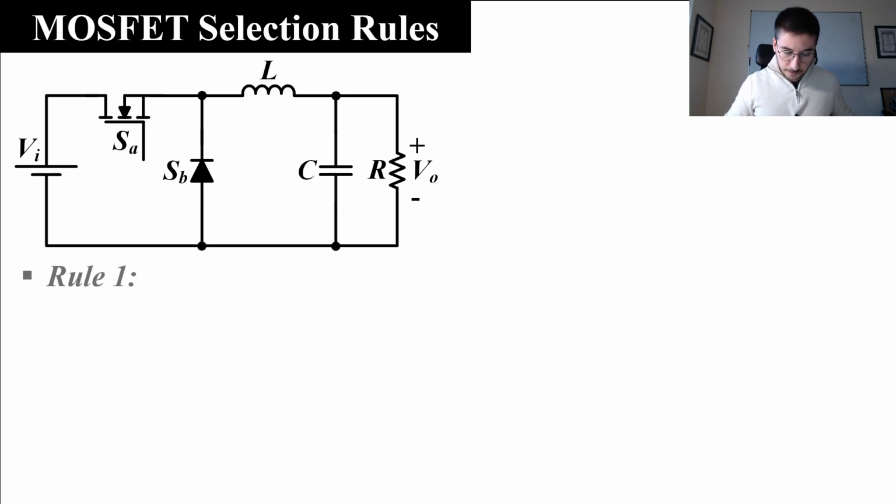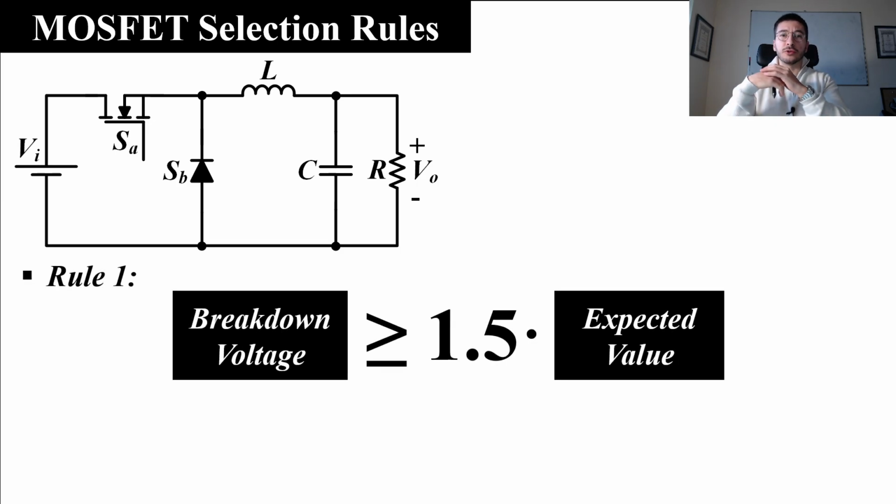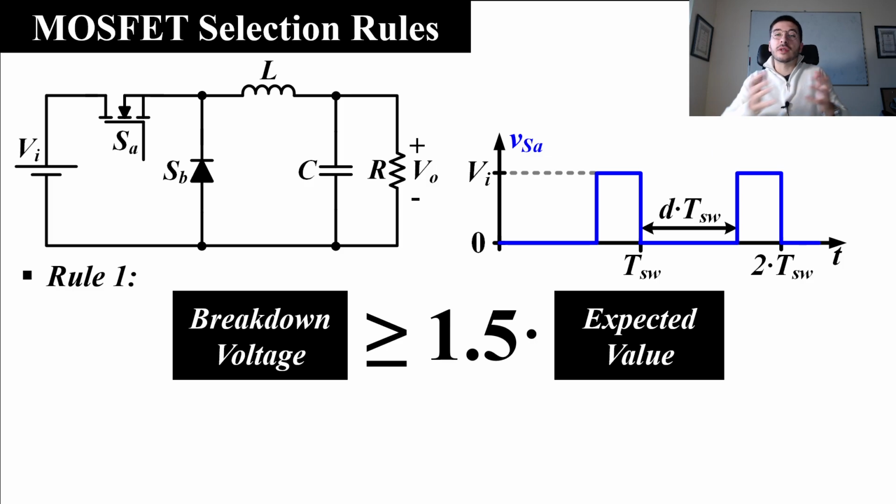Okay, so first rule, we are going to choose a MOSFET with a breakdown voltage that must be equal or higher than 1.5 the expected value. The expected value is the voltage we expect to see in our particular design. So basically we need to review what is the voltage across the MOSFET in a buck converter. This is something that we already studied in a previous video.